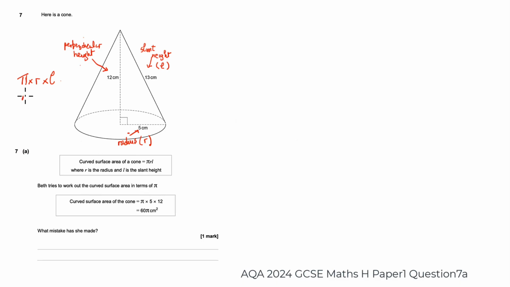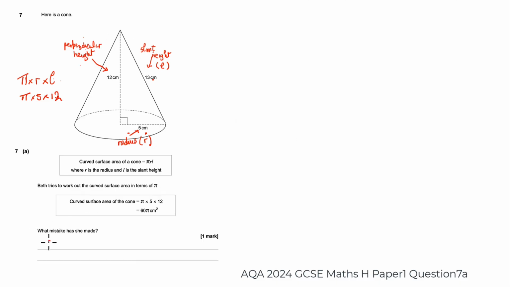She's used pi times 5 times 12, and she gets 60 pi. 5 times 12 is 60. So she's got the right answer from using these numbers. What mistake has she made? Well, has she got the radius right? Yes, she has. Has she got the slant height right? No, she hasn't. The slant height is 13, not 12. She's taken the perpendicular height instead of the slant height.